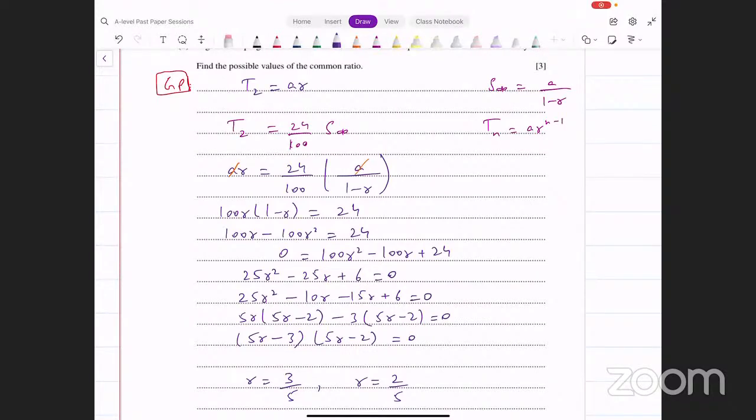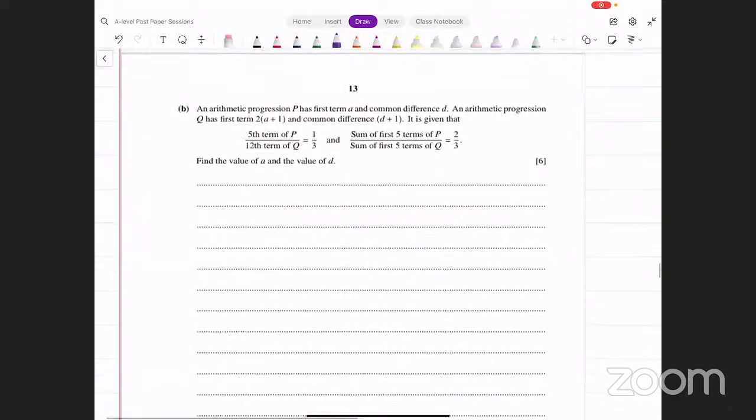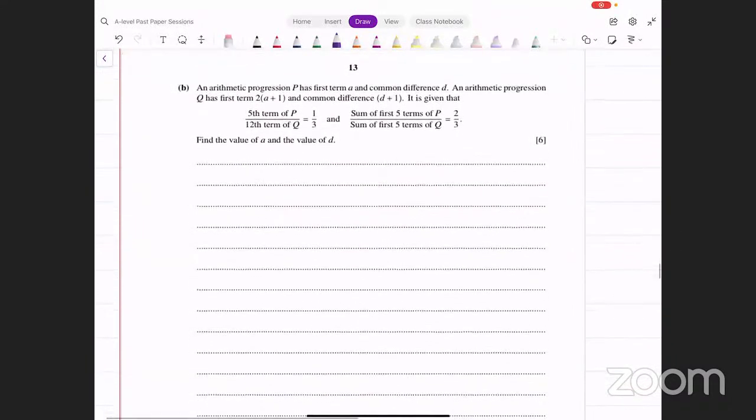Okay. Let's move on. Part B of this. Now it says an arithmetic progression P has first term A and a common difference D. Let's write that down. And arithmetic progression Q has the first term 2A plus 1 and common difference D plus 1. Achha. Find the value of A and of D given this information. Fifth term of P and 12th term of Q, उनका ये relationship है, sum का ये relationship है.